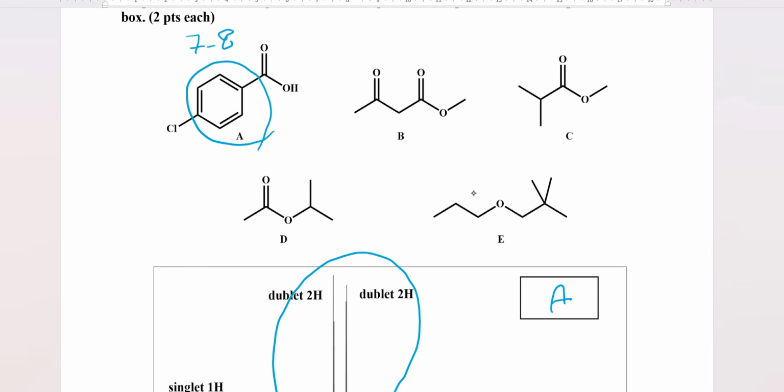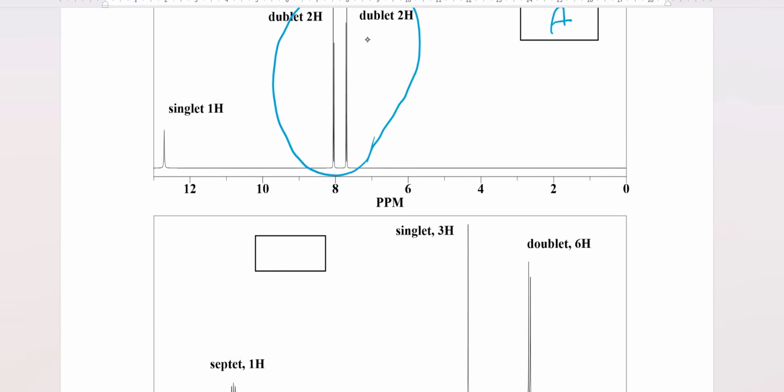For the rest of these, we need to look at the number of signals and their pattern and match them with NMR. For example, compound B has 1, 2, 3 signals. And all these 3 signals don't have any neighbor. The neighbor doesn't have any hydrogen. So here, this is CH3. This one is CH2. And this one again is CH3. So these 3 signals don't have any splitting pattern. They're singlets. So we need to find the NMR that doesn't have any splitting and shows only 3 signals.